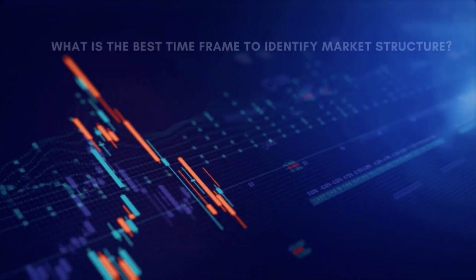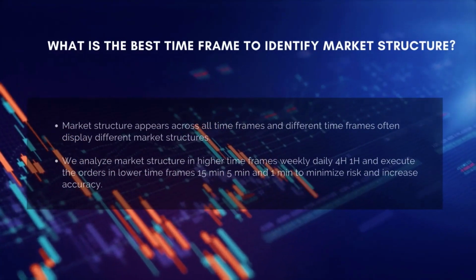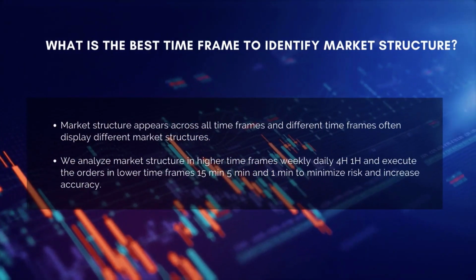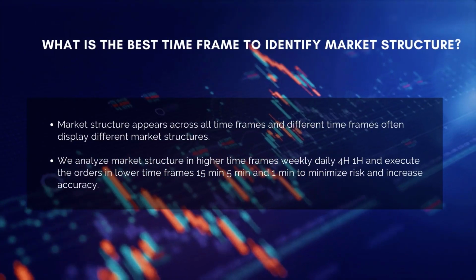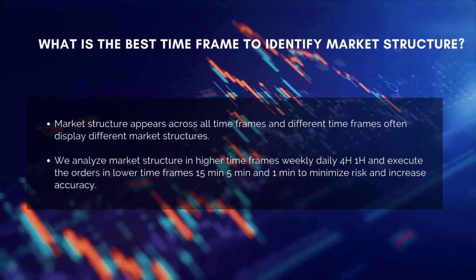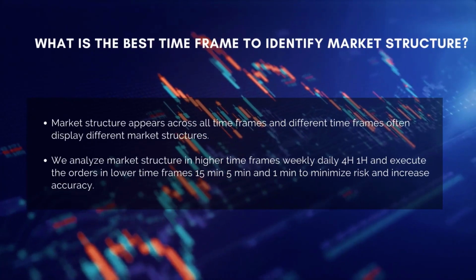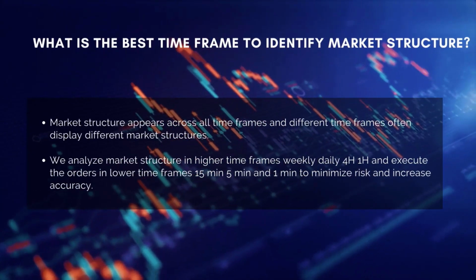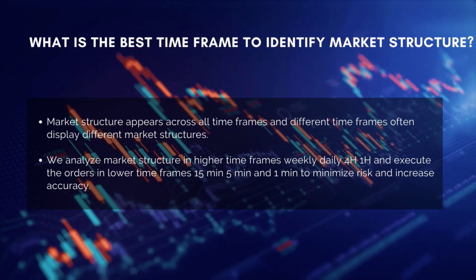So what's the best time frame to identify market structure? Market structure appears across all time frames, and different time frames often display different market structures. Basically, we analyze market structure in higher time frames, weekly, daily, 4 and 1 hour, and execute the orders in lower time frames, 15, 5, and 1 minute, to minimize risk and increase accuracy.